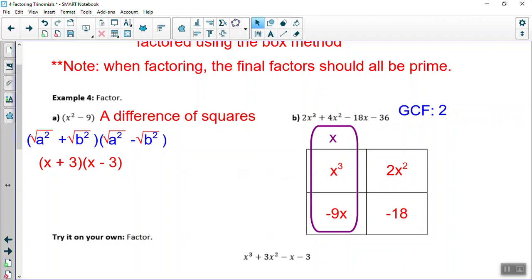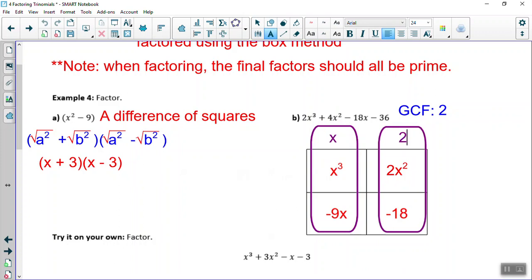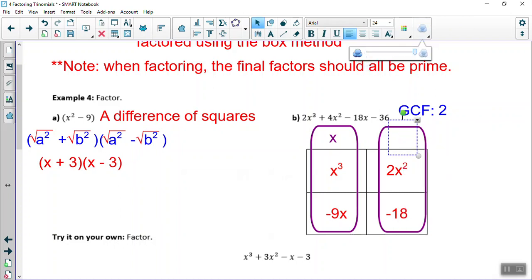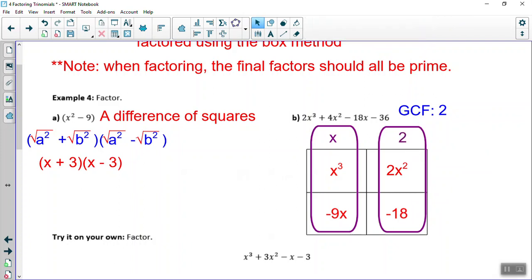All right, these two over here are both even, so they can both be divided by 2. Only this one has at least one x, this one doesn't, so we can only bring out the 2. I don't know why it's being so difficult. All right, now we can factor this way.